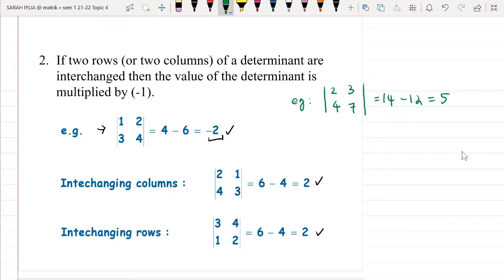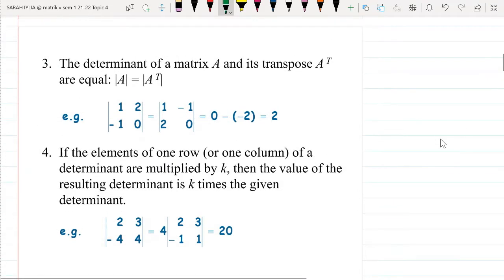We get 5. Okay. After that, let's say I use a matrix yang saya tukar column dia. 3, 7, 2, 4. Position tu saya tukar. Automatically from here, awak tak perlu cari pun dah tahu determinant akan jadi -5. Kita terus tukar sign. Okay, itu second property. Moving on, next one, number 3 and number 4.